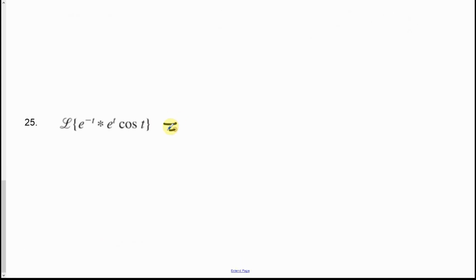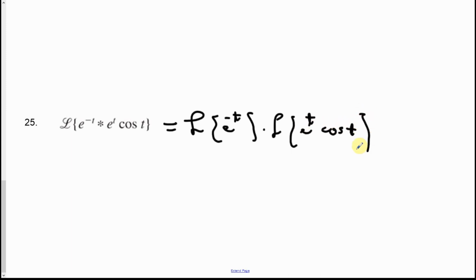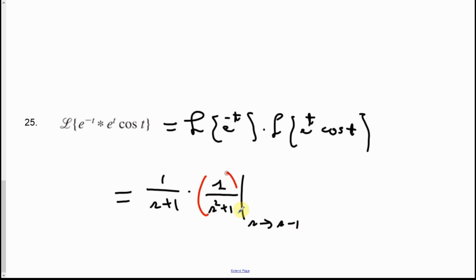So this is the Laplace transform of e to the negative t times the Laplace transform of e to the t times cosine t. So this is 1 over s plus 1 times the Laplace transform of cosine, which is s over s squared plus 1. But only for this one, by the first translation theorem, s goes to s minus 1. Only for the second part, excuse me. The first part is by itself.